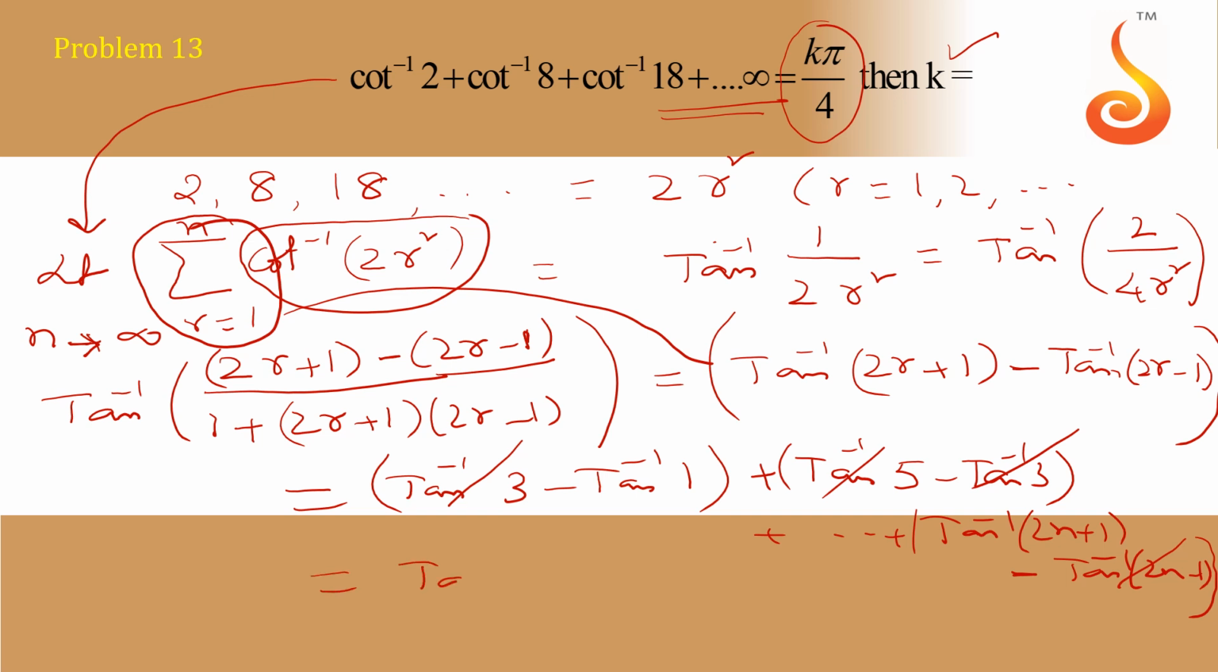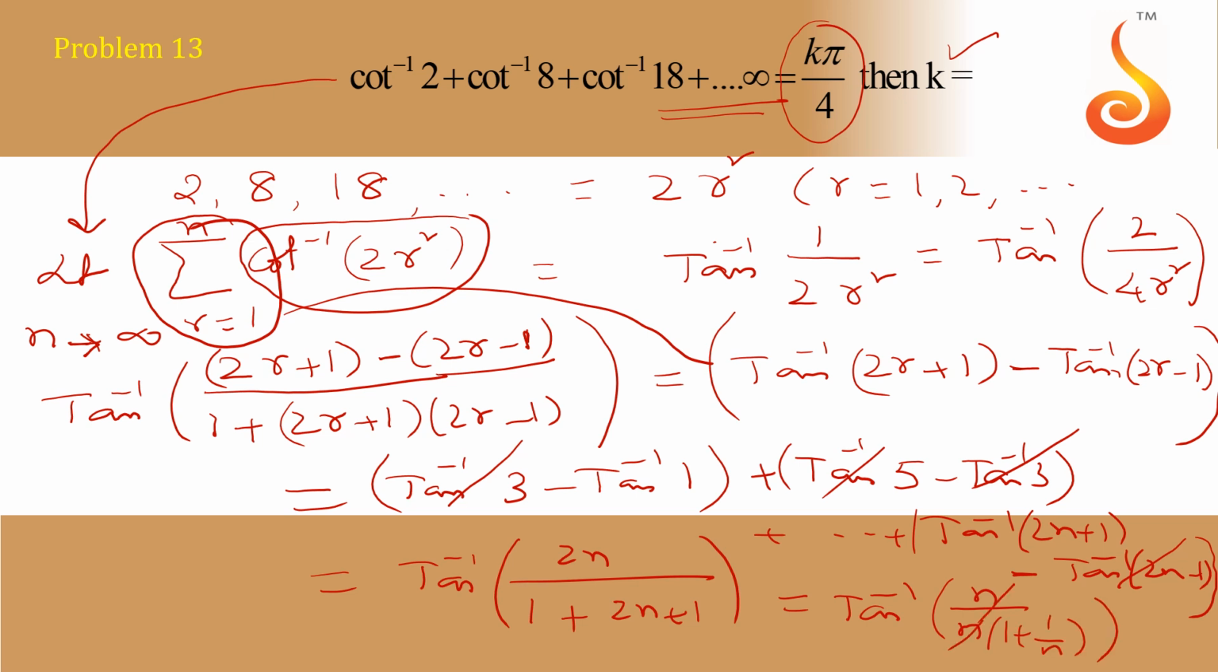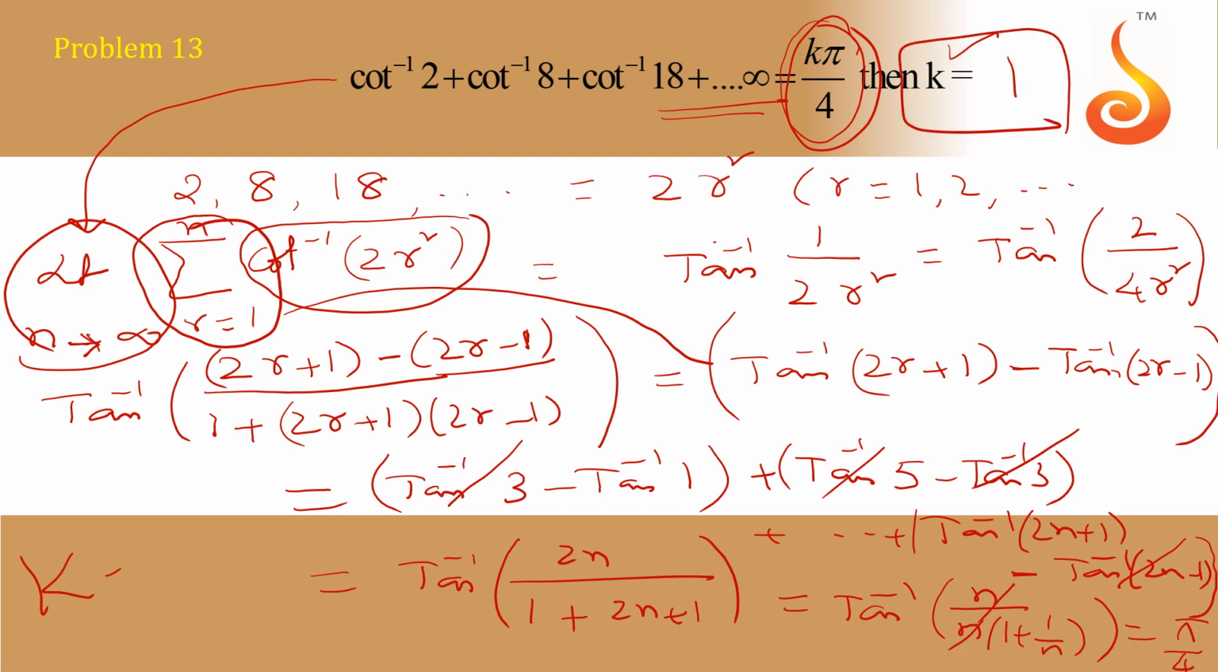Again, if you apply the formula, it is tan inverse of 2n plus 1 minus 1, that is 2n, by 1 plus 2n plus 1 into 1, that is 2n plus 2. Taking 2 common, it will be tan inverse of n by n plus 1, which can be written with 1 plus 1 by n. As n is tending to infinity, 1 by n is 0, then it will become tan inverse 1, which is pi by 4. So k pi by 4, so the k value is 1. So for this problem, k value is 1.